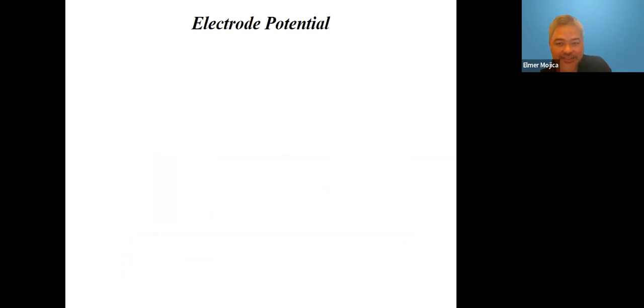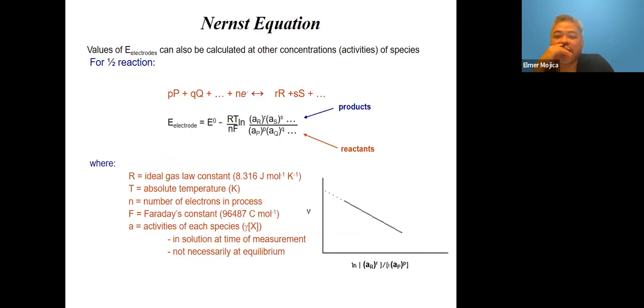I-review pa lang to lahat na inaano natin to introduce you to that concept. So the Nernst equation looks at the effect of concentration on the given potential. Okay? So here you could say the values of the cell potential of the electrodes can also be calculated at other concentrations or activity of species. So for a given half reaction, you have pP plus qQ plus n electrons producing rR plus sS. And if you're going to write that, this is how the Nernst equation looks like.